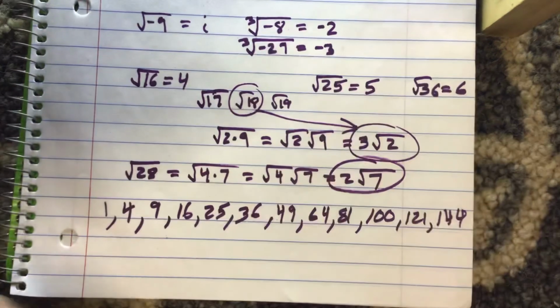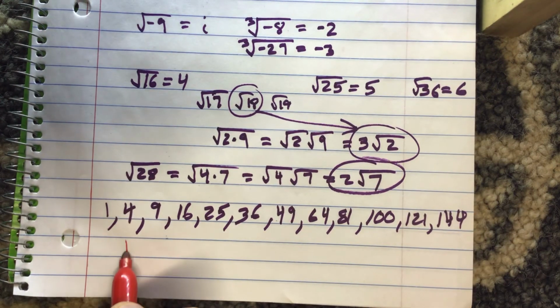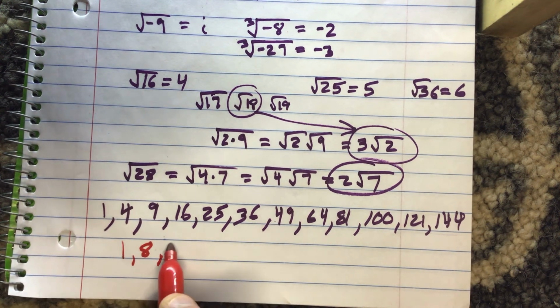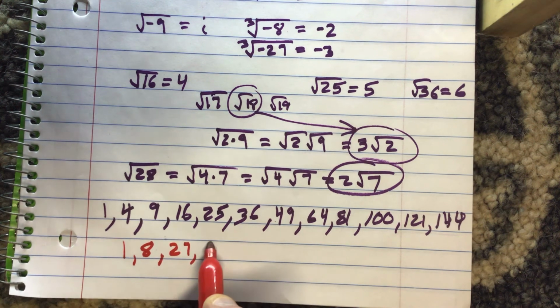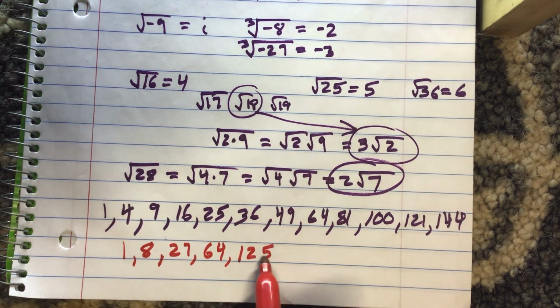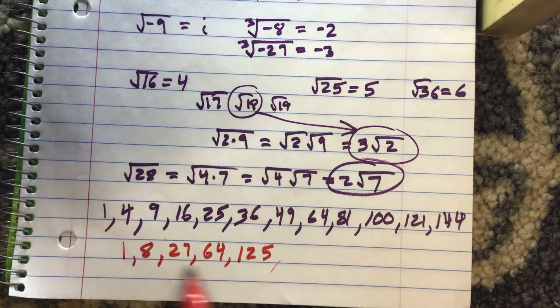And then perfect cubes. 1 times 1 times 1 is 1. 2 times 2 times 2 is 8. 3 times 3 times 3 is 27. 4 times 4 times 4 is 64. And 5 times 5 times 5 is 125. Beyond that, it gets a little harder to memorize, but these are some numbers you should be familiar with. These are called perfect cubes. Okay? Notice 1 is on both lists.